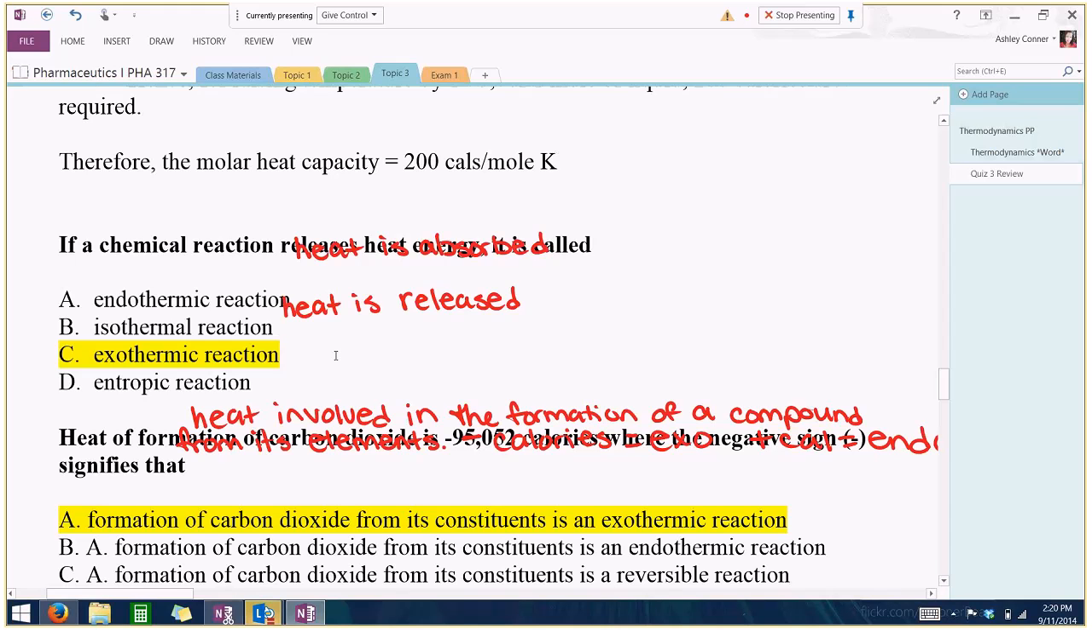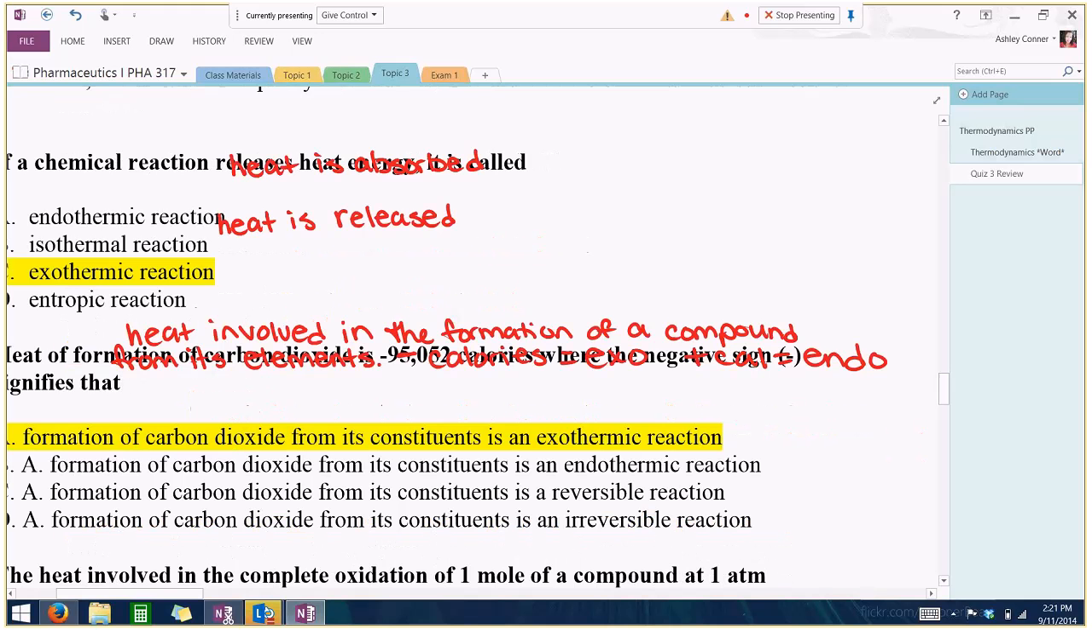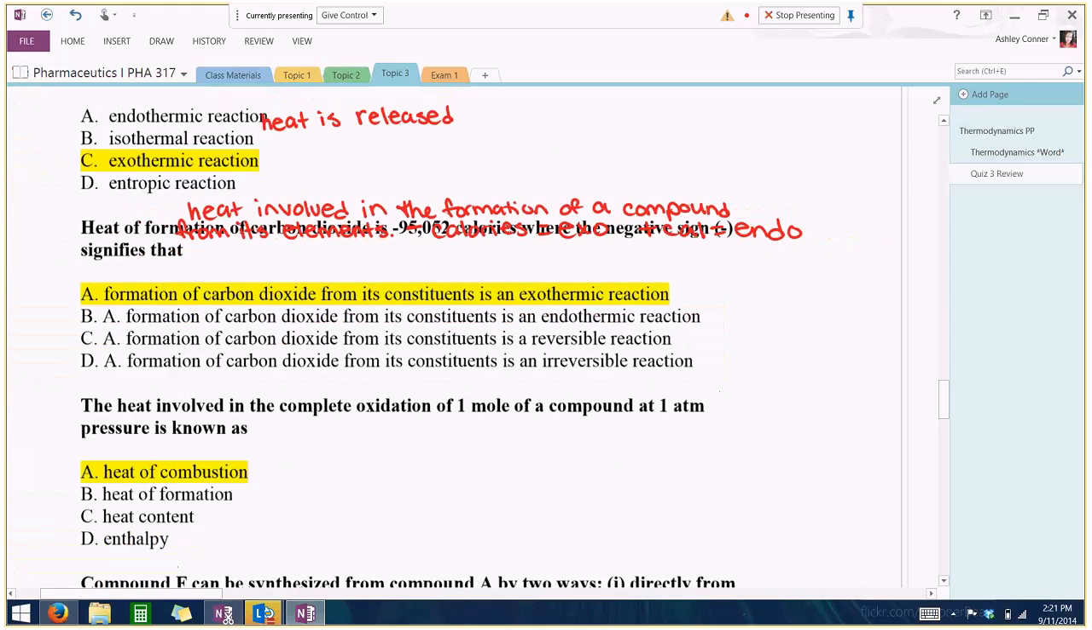When he was talking about negative calories and positive calories, an endothermic reaction will be positive and the exothermic will be negative. A way you can remember that is the reason exothermic reactions are negative is because they're getting rid of heat, so you are subtracting heat. An endothermic reaction will be positive because it is gaining heat. You are adding heat. So hopefully that helps anybody remember the differences.